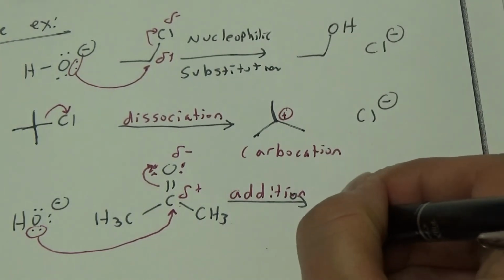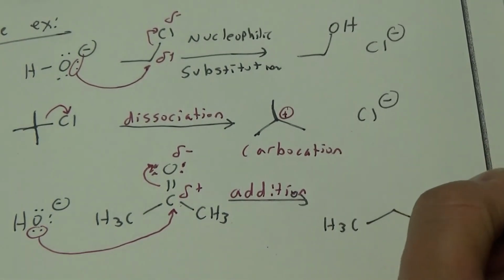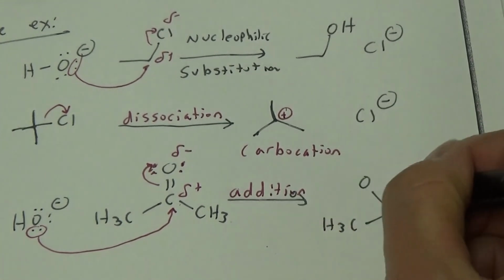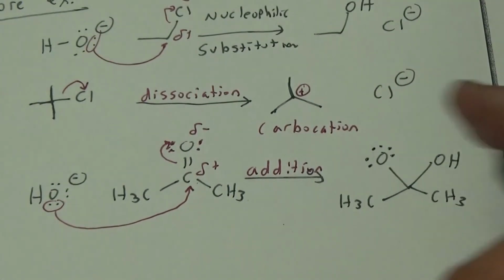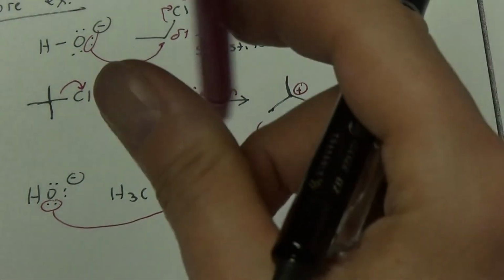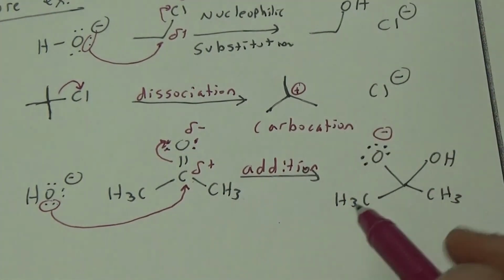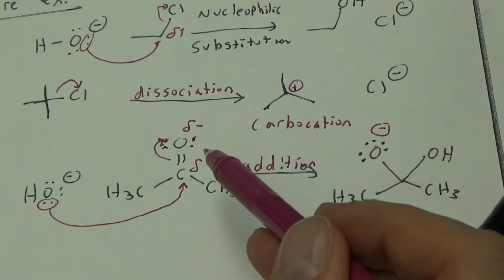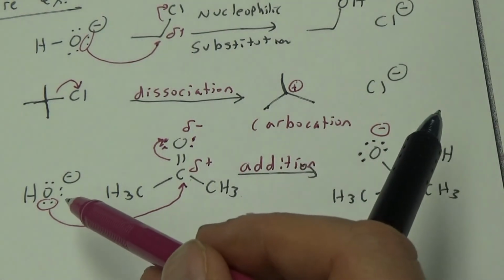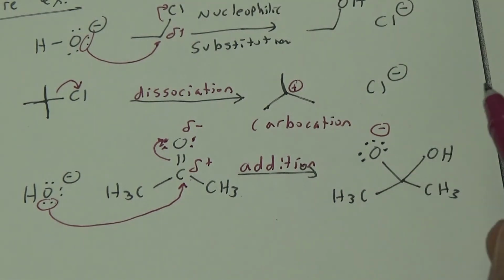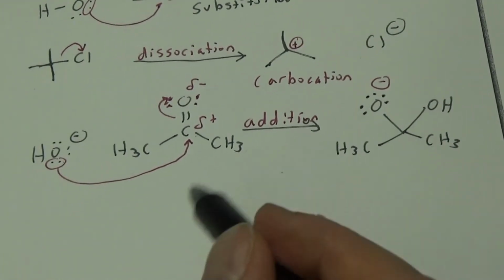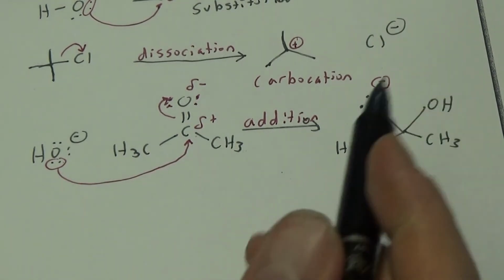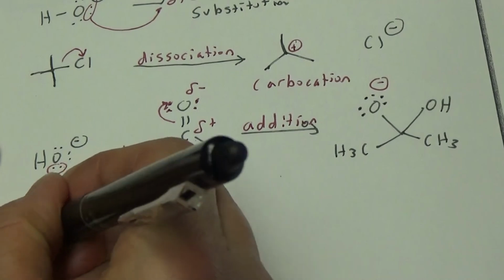And now we have H3C, CH3, O, OH, with lone pairs. The OH was negative, now it's neutral, but then the other oxygen's negative, right? Because we pushed electrons onto it, so it was neutral, now it's negative. Negative plus neutral makes negative, right? That's called addition. I'm going to show one more example of addition now. But generally speaking, what do you think addition means? It's like two things that combine to make a third thing, right? Okay, so another example of addition.